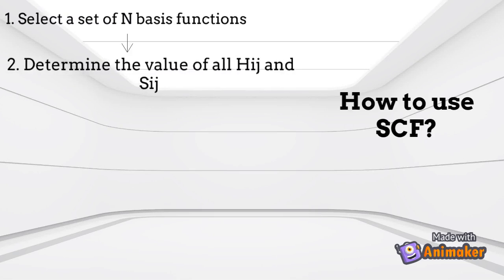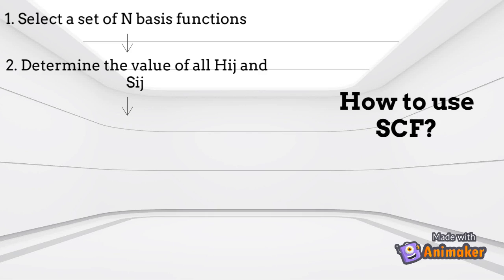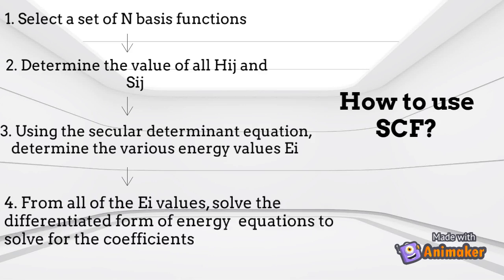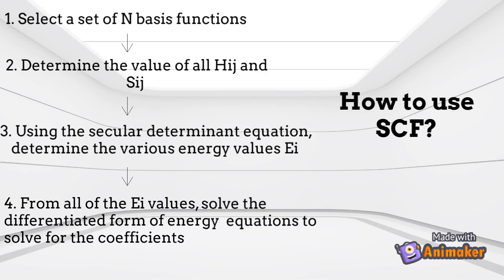First, select a set of n basis functions. Second, determine the values of all Hij, which is the resonance integral, and Sij, the overlap integral. Third, use the secular determinant equation to determine the various energy values Ei, and then from all the Ei values we solve the differentiated form of the energy equations to get the values of the coefficients.